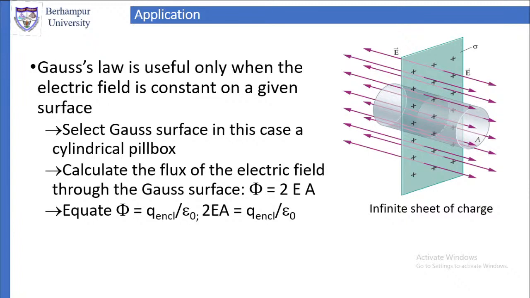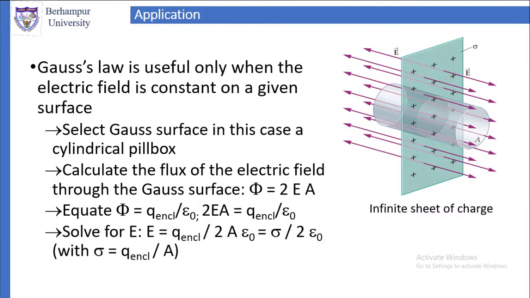So 2EA is equal to the total charge enclosed within the pillbox by epsilon 0. Since 2EA is equal to Q enclosed by epsilon 0, from that we can find out what E is. E will be equal to Q enclosed by 2A into epsilon 0. So just take 2A to the right-hand side. So E is equal to Q enclosed by 2A epsilon 0.